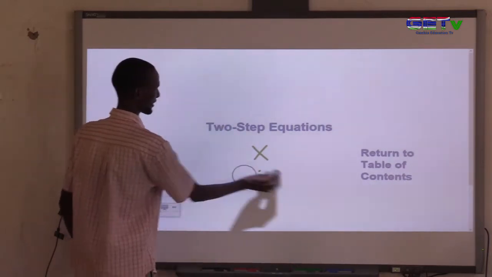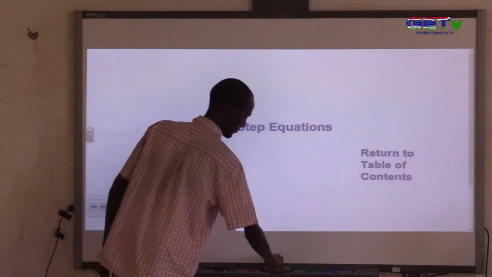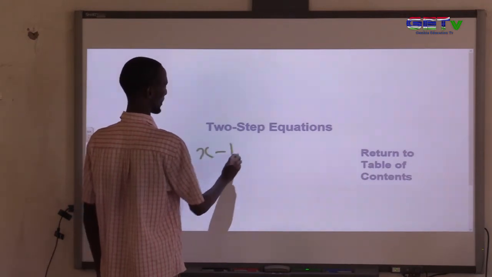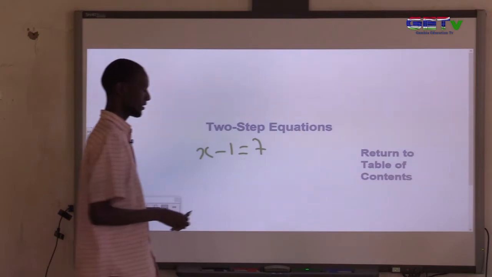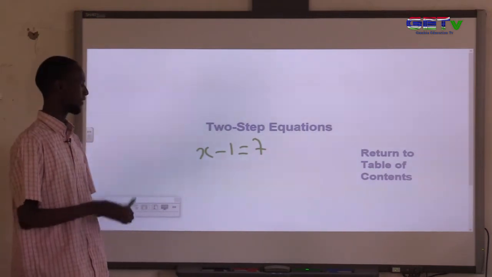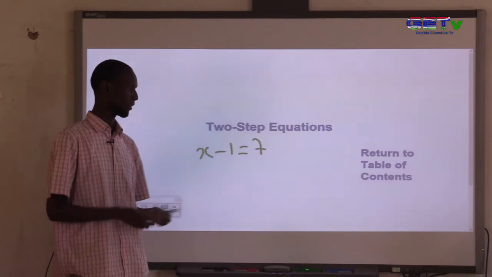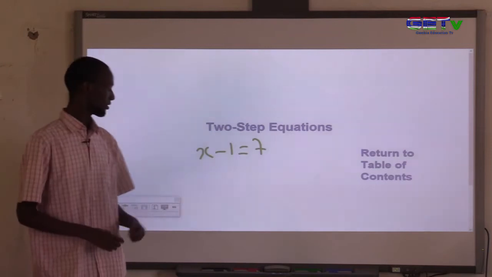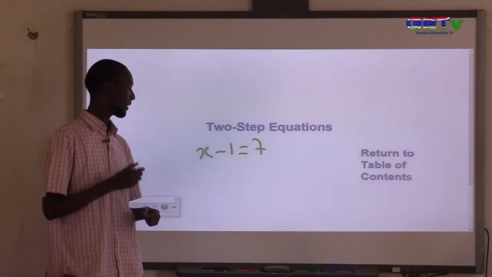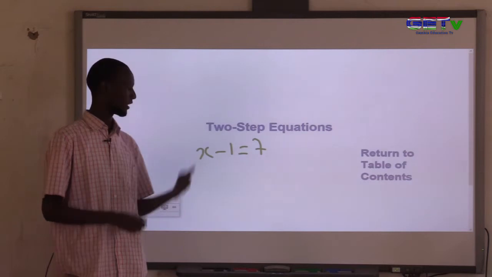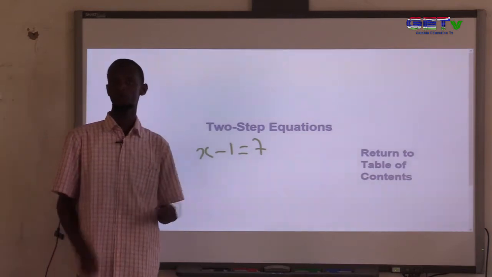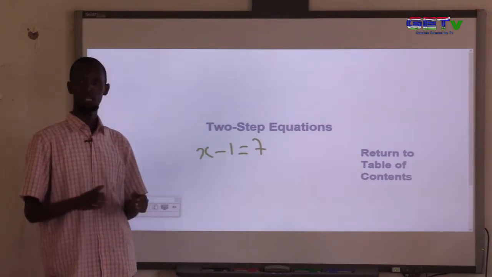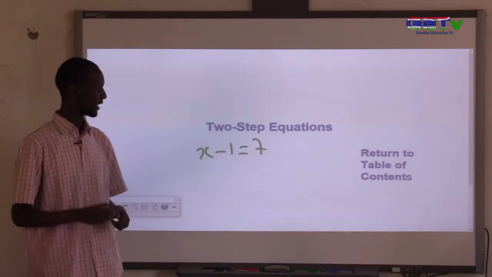Now, in our previous lesson, we looked at one-step equations, like x minus 1 equals 7. We know that to solve this, we are only required to have one step. Only one step will lead you to the answer. And by the way, to solve, you are simply being asked to do one thing: isolate the variable on one side of the equation. That is all you are doing. Once the variable is all alone on one side of the equation, then you have solved.